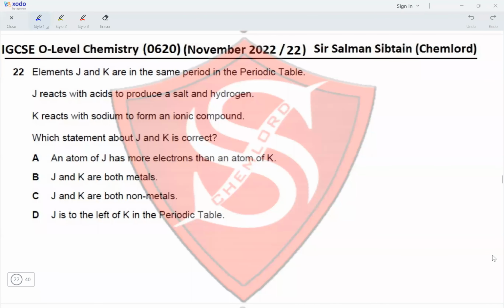Question 22. Elements J and K are in the same period in the periodic table. J reacts with acids producing a salt and hydrogen, so J is a metal. And K reacts with sodium to form an ionic compound, so K is a non-metal. Which statement about J and K is correct?